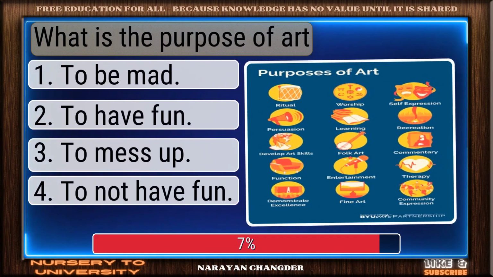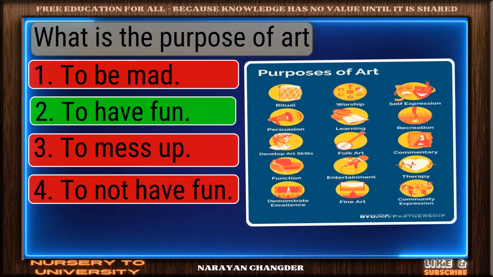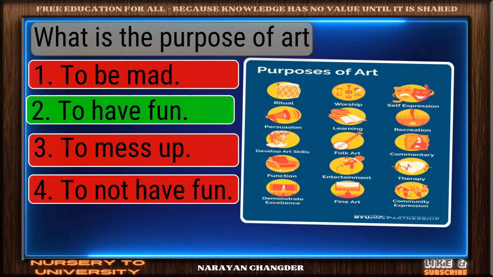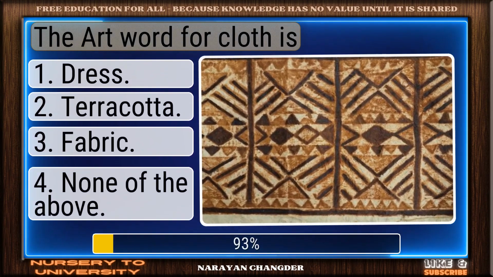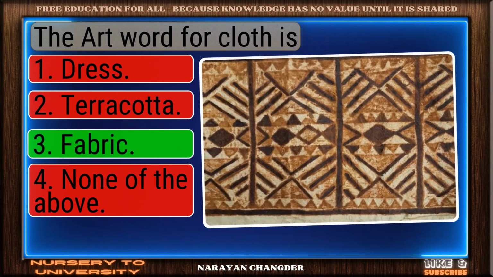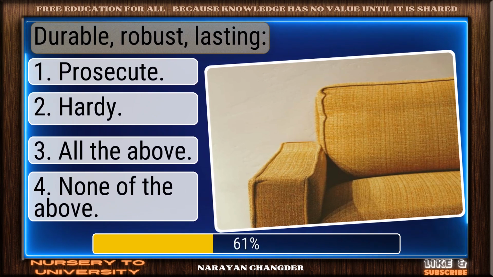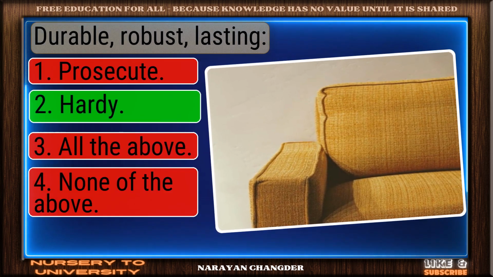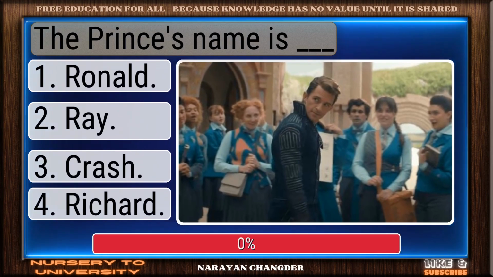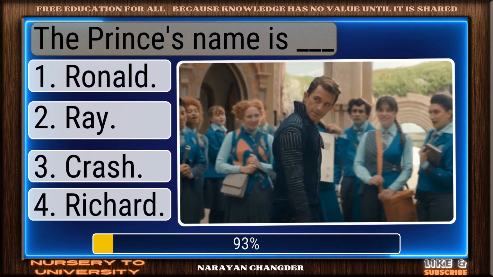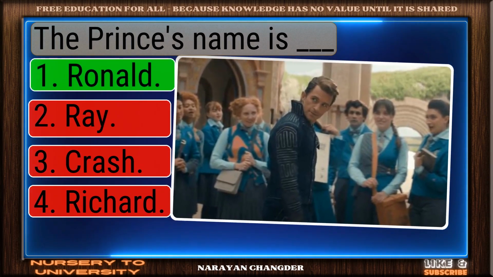What is the purpose of art? Perfect. To have fun is the correct choice. The art word for cloth is? Well done. Fabric is the right choice. Durable, robust, lasting. You chose hardy. And it is correct. The prince's name is Dash. Correct response. Ronald is the most accurate answer.